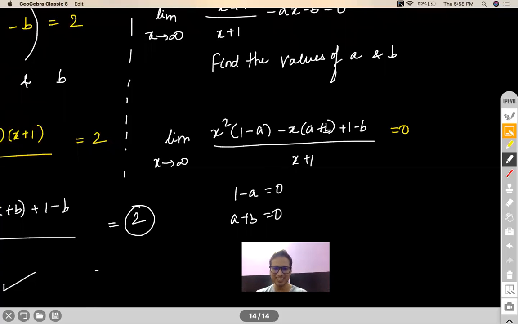Are you getting my point? The only way an infinity by infinity can give you a 0 is when the degree of the denominator is higher than the degree of the numerator. So what looks like a quadratic is actually not a quadratic. It should be reduced to a constant. Correct? And when can this happen? When the x square coefficient becomes 0 and the x coefficient becomes 0. In other words, a is 1 and b is minus 1. Then only it can happen. So your a is 1, b is minus 1. Got the point? Okay.